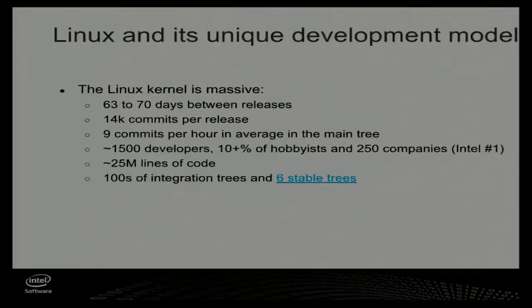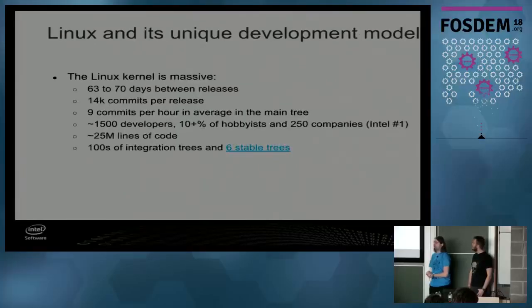So the Linux kernel is a massive beast. We get basically a release every 63 to 70 days. That's pretty fast, and it's difficult to do QA on this properly, because Linus just cuts the final version whenever he is happy with the patches. Doesn't mean that you would have had time to do proper QA on this. There are about 14,000 changes per release. On average, that comes out at 9 commits per hour. So good luck keeping up with that.